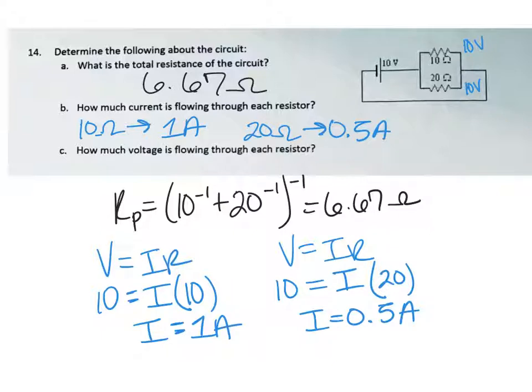All right, so for C, how much voltage is going to flow through each resistor? We've actually already answered that. They each get 10 volts because in a parallel circuit your voltage is the same.